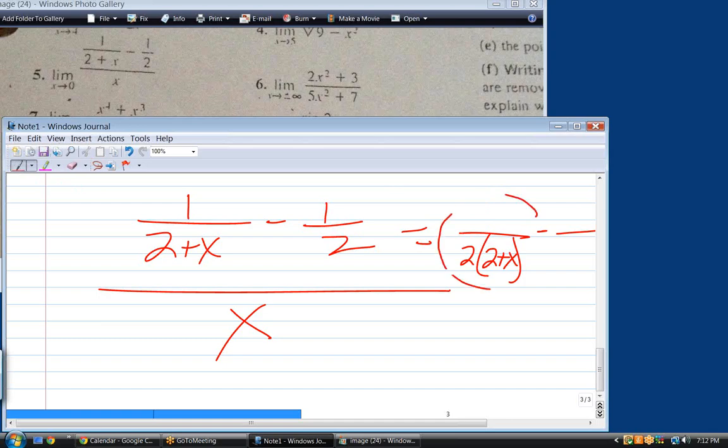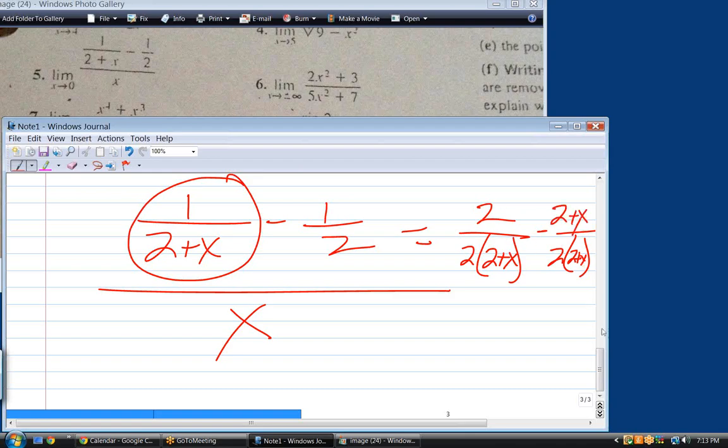What fraction is equal to this fraction? That's what you're always trying to determine. What do I have to put here in the numerator so that I have not changed the fraction? Well, wouldn't 2? There you go. Notice the 2's cancel and end up with 1 over 2 plus x. Okay, what goes here? That would be 2 plus x. There you go.